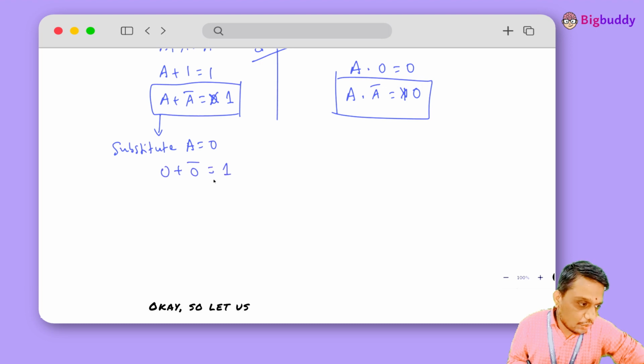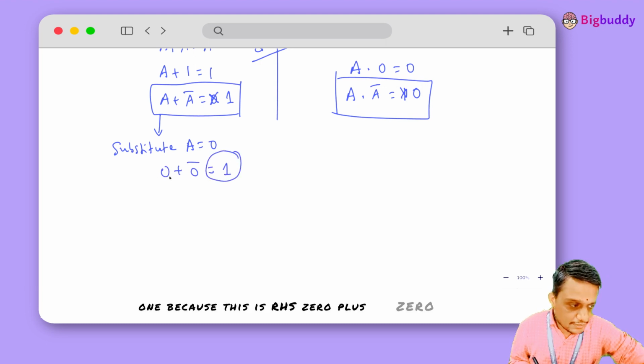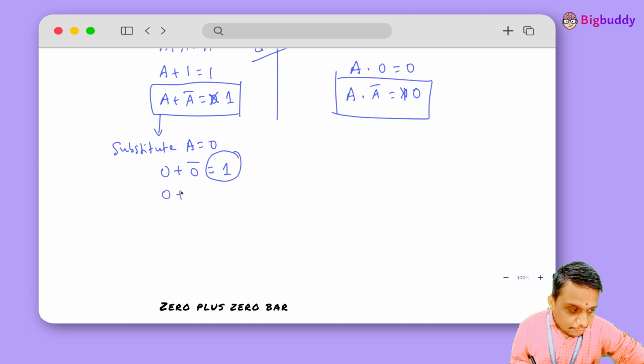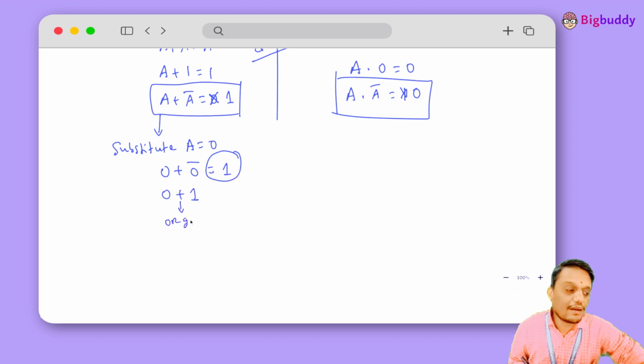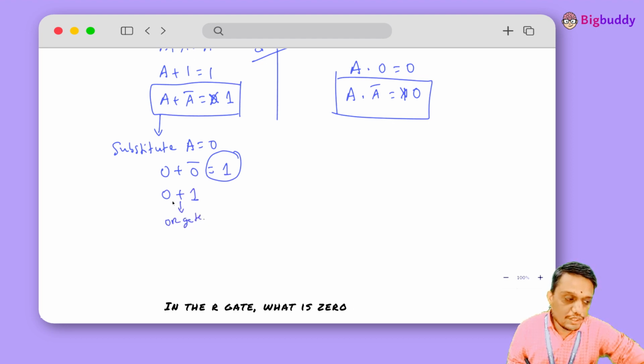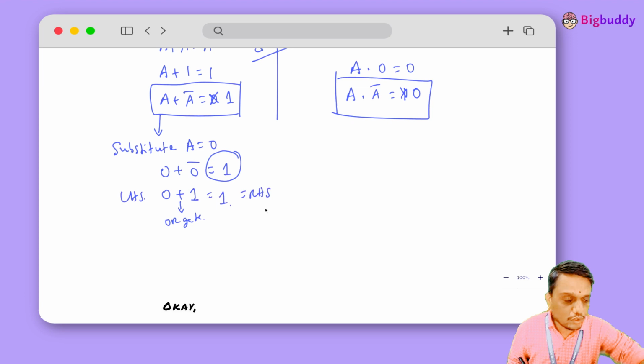Let us forget about is equal to 1 because this is the RHS. 0 plus 0 bar is 1. Plus means we know it is an OR gate. In the OR gate, what is 0 and 1? We know 0 and 1 is 1 only. So LHS is equal to RHS. It works.